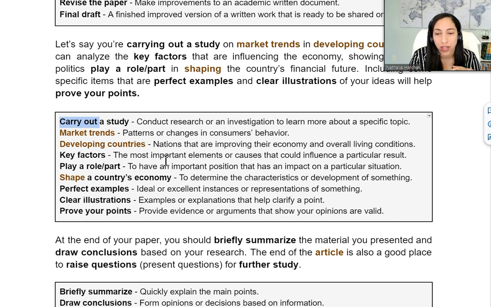Developing countries, nations that are improving their economy and overall living conditions. So you have probably heard about third world countries. Third world countries are poor countries. And a developing country is a country that is not a first world country, and it's not a third world country. It's improving, okay? It's getting better. The economy is getting better. Key factors are the most important elements or causes that could influence a particular result.